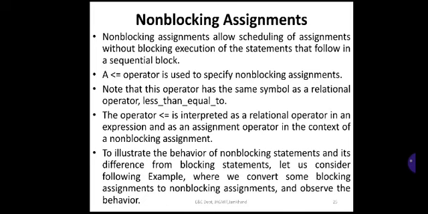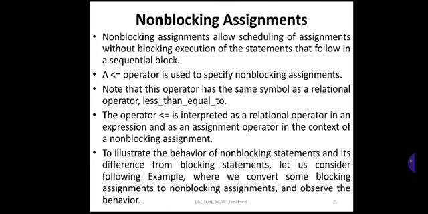In the previous class we have discussed the procedural assignments, in which we discussed blocking assignments. That is the first one. Today we are going to discuss non-blocking assignment. In the previous class we discussed not only the blocking assignment, but also with an example how the blocking assignment statements execute. So today we will discuss non-blocking assignment with an example, and we'll see the difference between the blocking and non-blocking assignments.